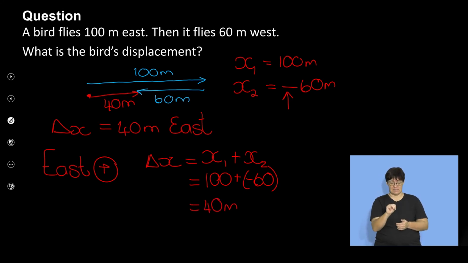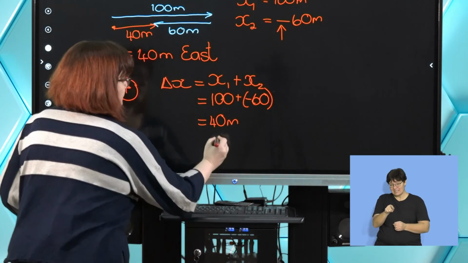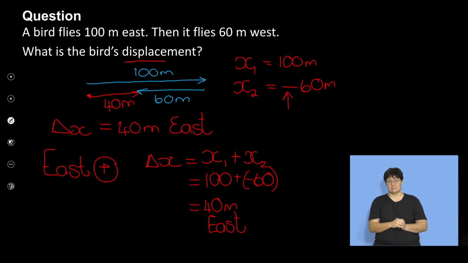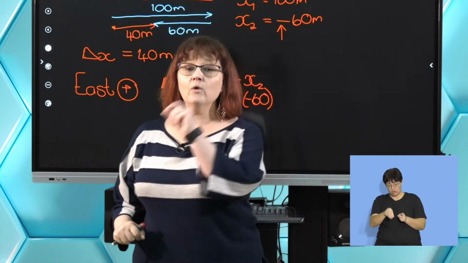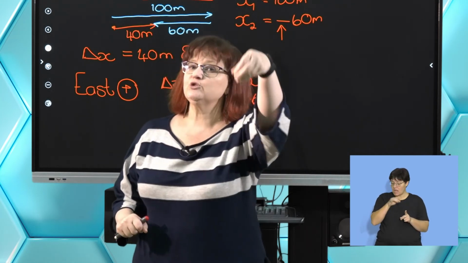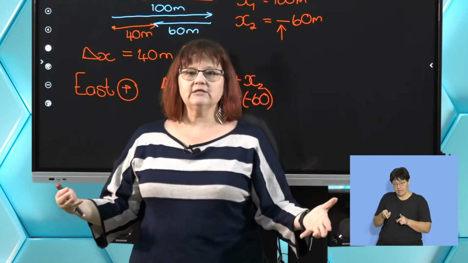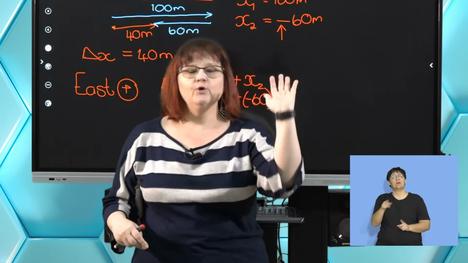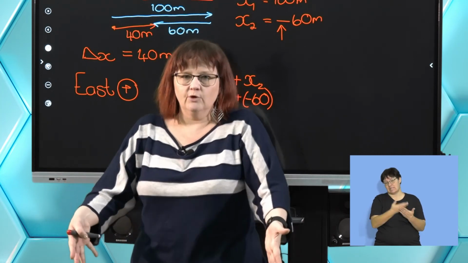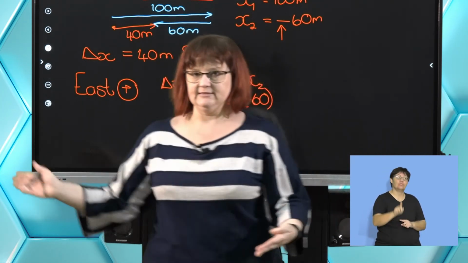So I get 40 meters. I get a positive answer. That means that this is 40 meters east. I wanted displacement. Displacement is the change in position. So I want to know where the bird was relative to where it started. So I could tell someone, go find the bird. The bird is 40 meters east of where I am now. They can find the bird, okay? They don't need to go 100 and then 60. They can just do the 40.